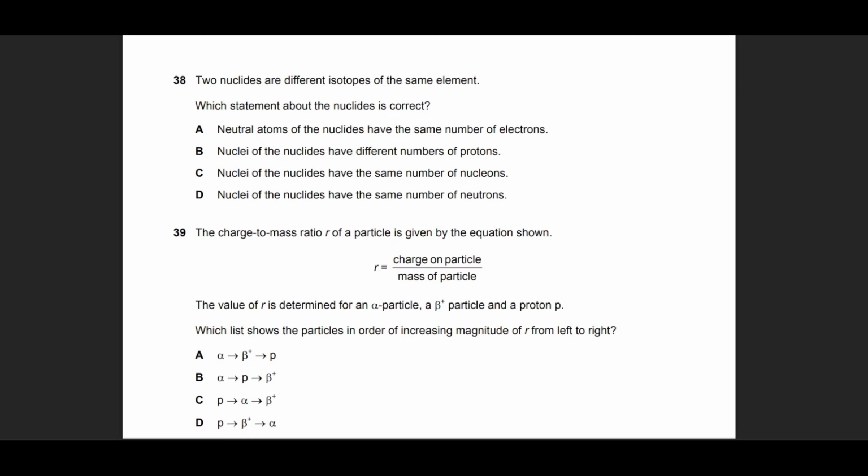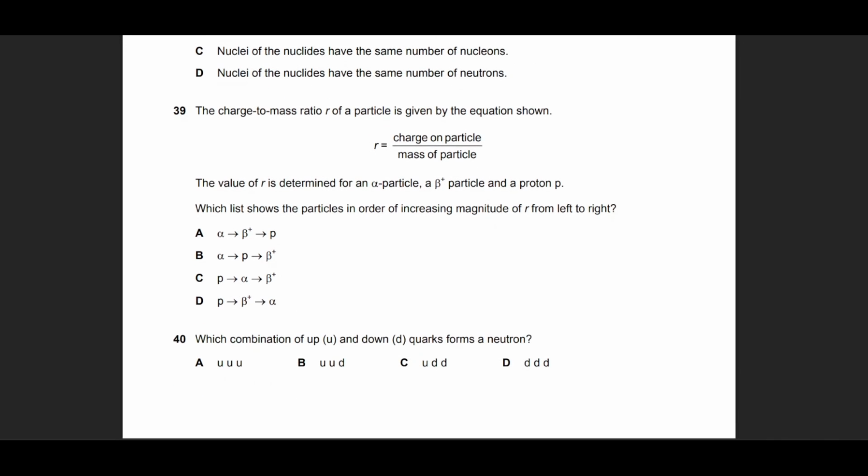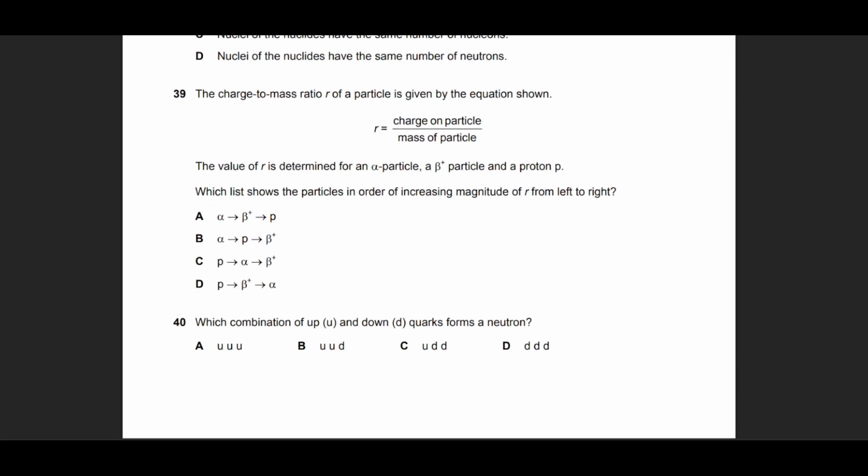Question 38, based on memory, asks what's the definition of an isotope? You can read all the options, and I hope you understand that 38 is going to be option A. Question number 39, a question based on mathematics. It says charge to mass ratio of alpha, beta, and proton.